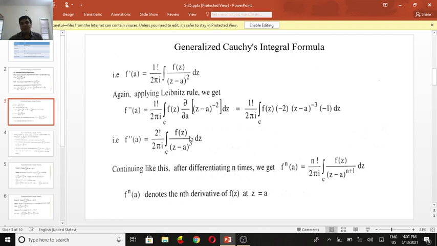So, by applying the Leibniz rule, we get that the nth derivative is equal to n factorial divided by 2 pi i integral of f of z divided by (z minus A) to the power n plus 1, dz. Here the nth derivative at A denotes the nth derivative of f of z at z equal to A.